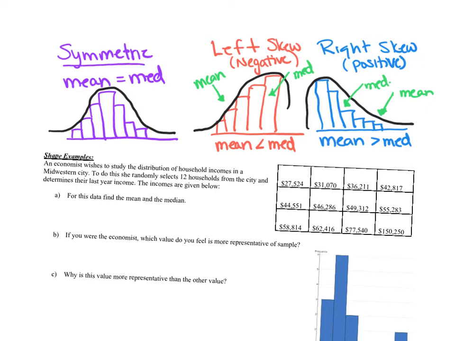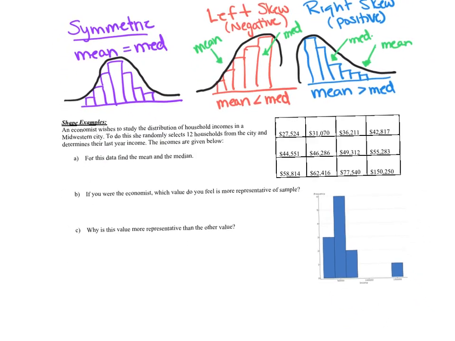So here's an example. In this example, we looked at 12 households, and economists looked at 12 household incomes. For this particular distribution, we've already found in the other example that the mean was equal to $56,840, and the median was equal to $47,799. And remember, we found that already from the previous example.